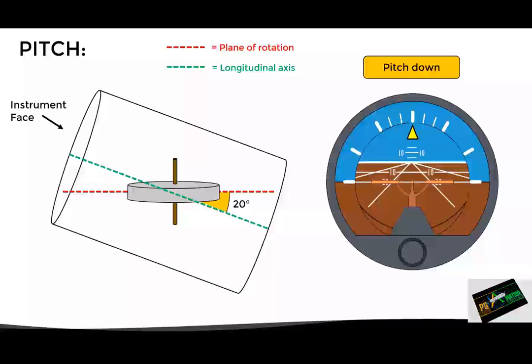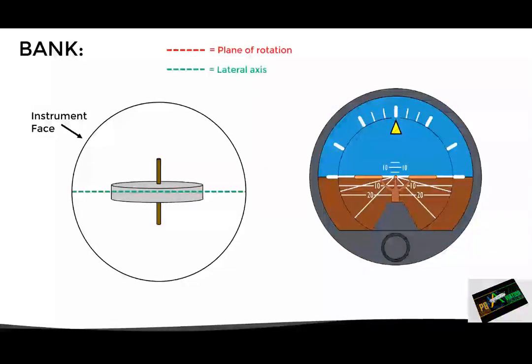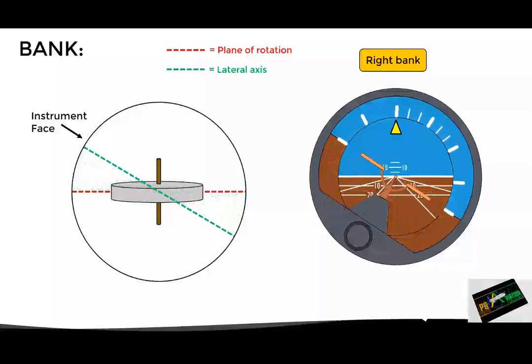Let's now see the bank indication. Here, in both cases we see the instrument from the front side. Inside we have the gyro with the plane of rotation aligned with the horizon. In this case, if the aircraft starts banking to the right, both the aircraft and the instrument bank to the right, while the gyro remains rigid in space, allowing to measure and indicate the current bank angle of 30 degrees.